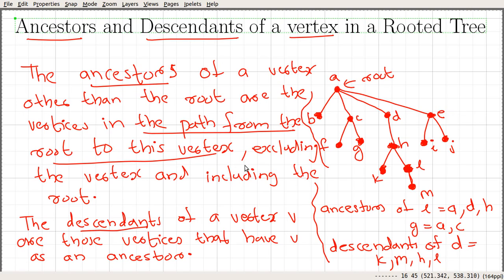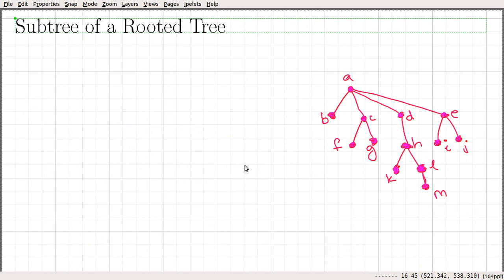So let's look into one more definition: the subtree of a rooted tree. It is defined as follows. We consider a particular vertex and we include all the descendants and the edges incident on those descendants. That way we get a subtree of a rooted tree. So let me give the definition here.